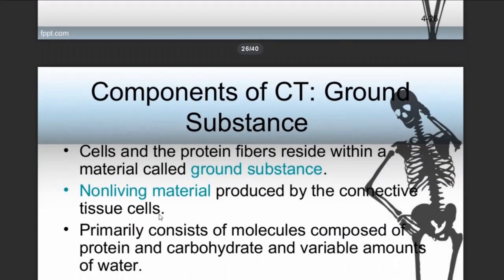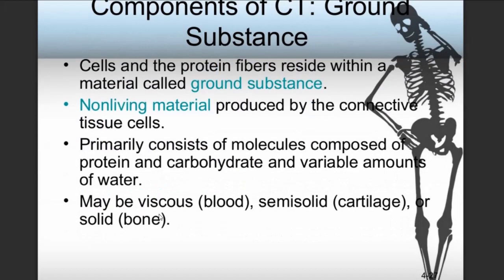We have components of connective tissue, ground substance. Cells and the protein fibers reside within a material called ground substance. It is a non-living material produced by the connective tissue cells, just like a gel containing different types of substances. Primarily it consists of molecules composed of protein and carbohydrates and variable amounts of water. It may be viscous, semi-solid, or solid.